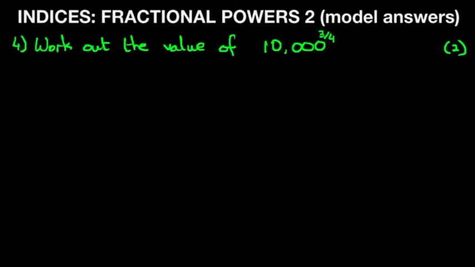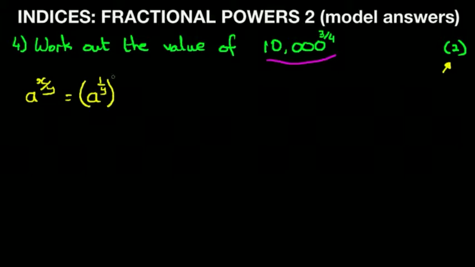Now let's move on to our next question. Number 4. Work out the value of 10,000 to the power of 3/4. 10,000 to the power of 3/4. Now again, this is a 2-mark question. So again, let's write our formula again. A to the power of x over y simply becomes a to the power of 1 over y, brackets to the power of x.